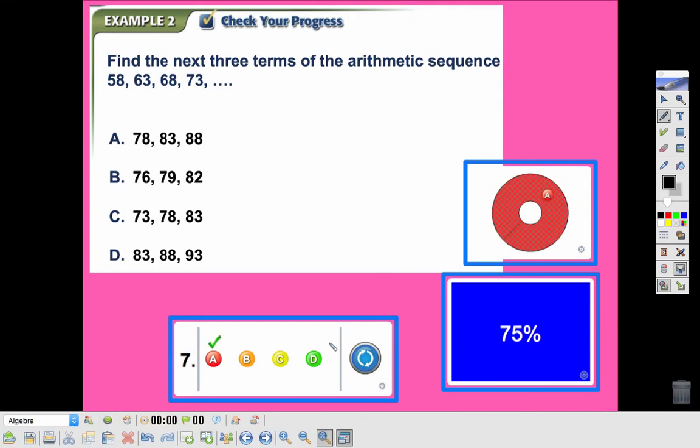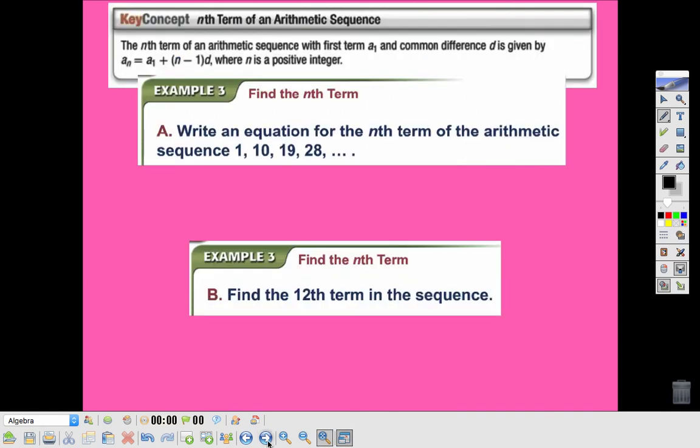All right, what are we doing each time? Adding 5. Awesome. We got it all right. Great job. All right.